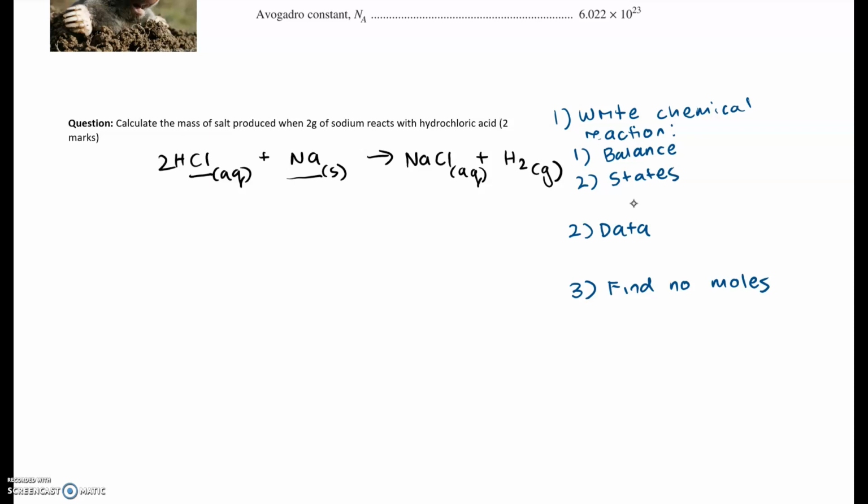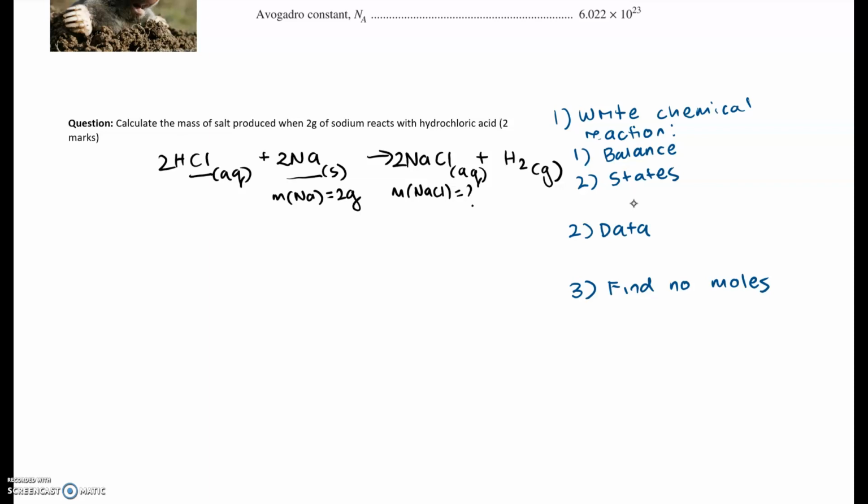So I'm going to put a 2 here. And since there are 2 chlorides on the left, I'm going to balance that. Now since there are 2 sodiums on the right, I'm going to balance that on the left. So now I have a balanced chemical reaction with states. Let's put in our data. Now very simply put, we're finding the mass of the salt. So the mass of the sodium chloride is what we are trying to calculate. And we have the mass of sodium.